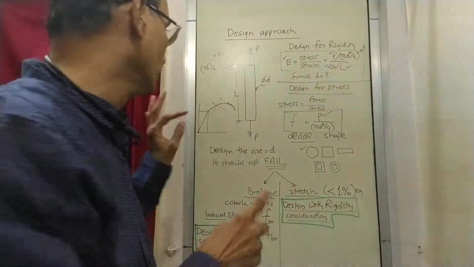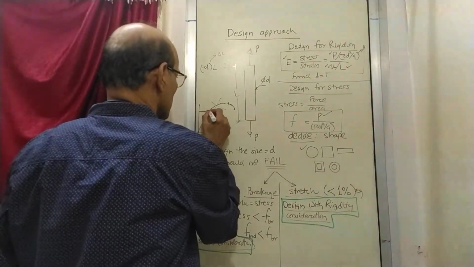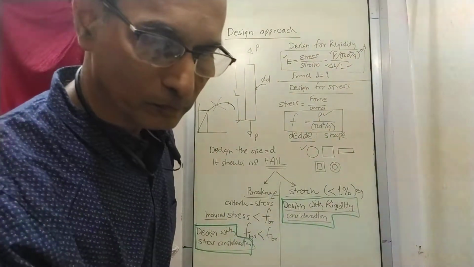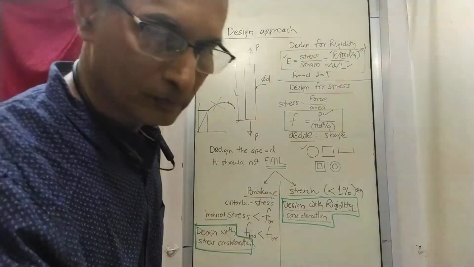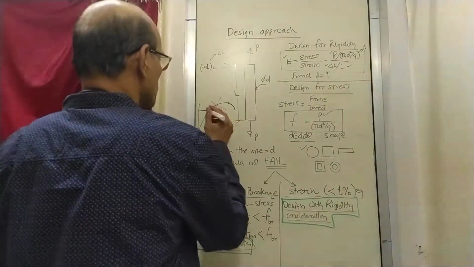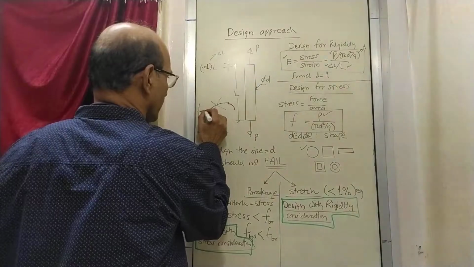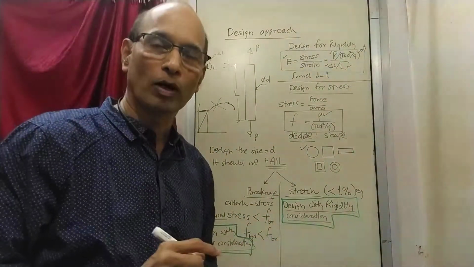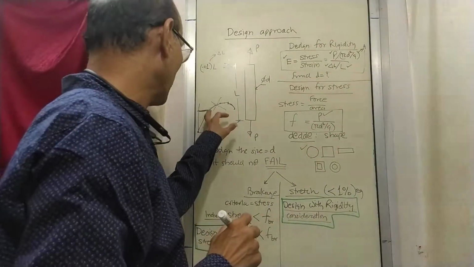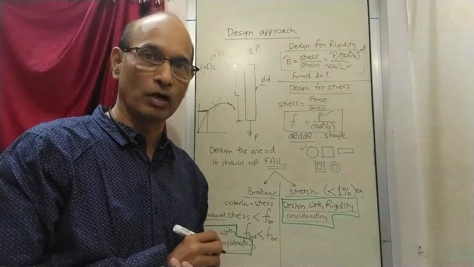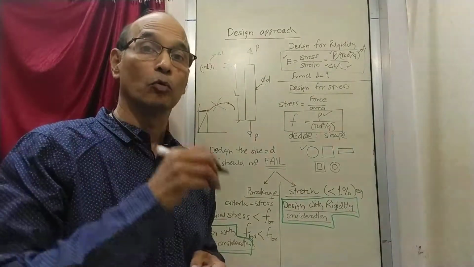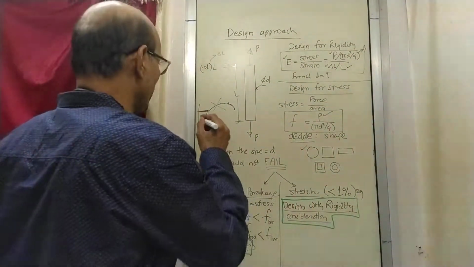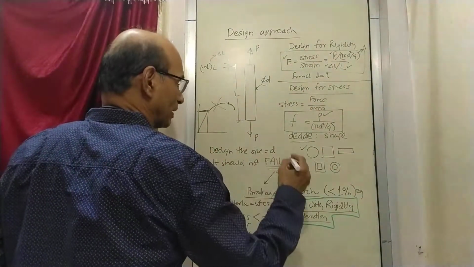So which value will you allow? This is the stress. This you can allow. This stress is what you are going to take for the purpose of design. But here also we are going to apply some factor of safety, so that we are even more safe. So suppose we take 50% as the factor of safety.